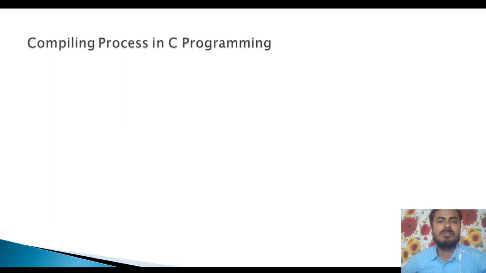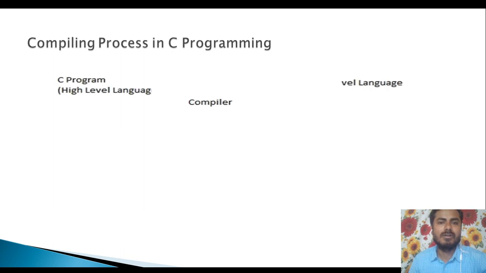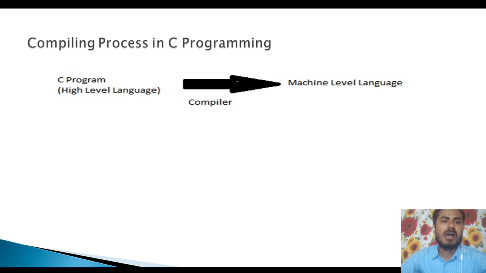The program which is written in high level language needs to be converted into machine level language, and for that we use a software or a program called a compiler. As you can see here, we use a compiler. It is a language processor.